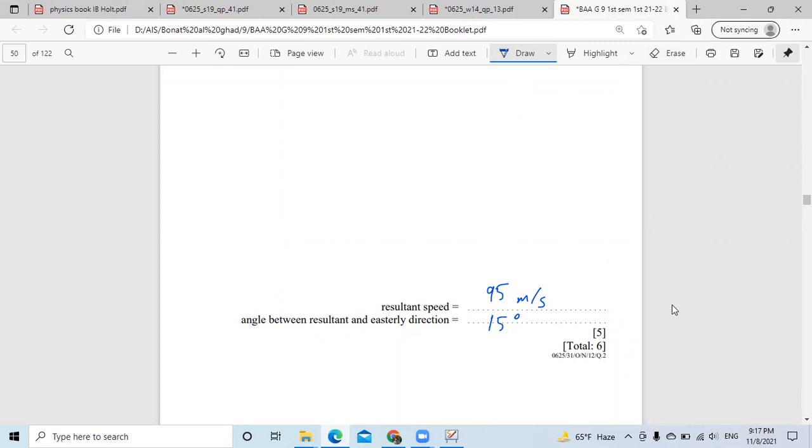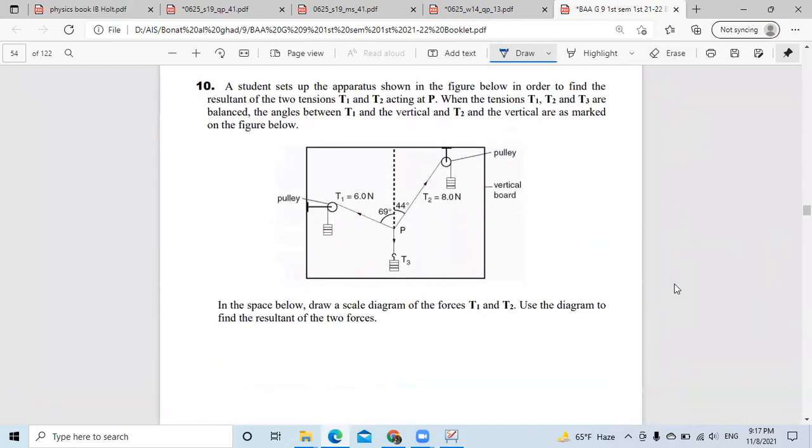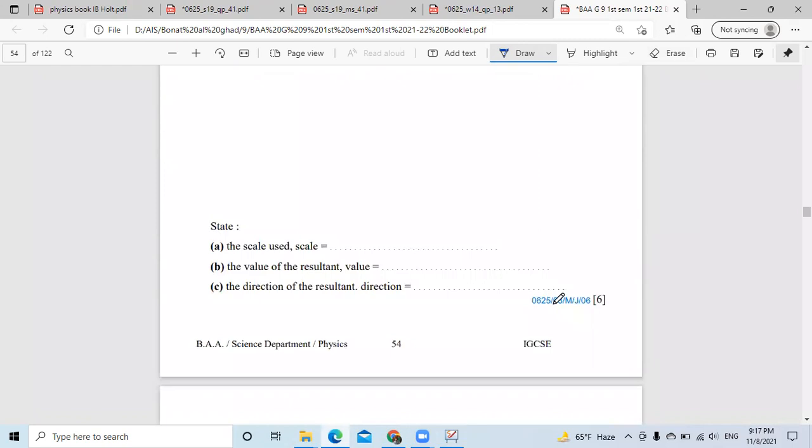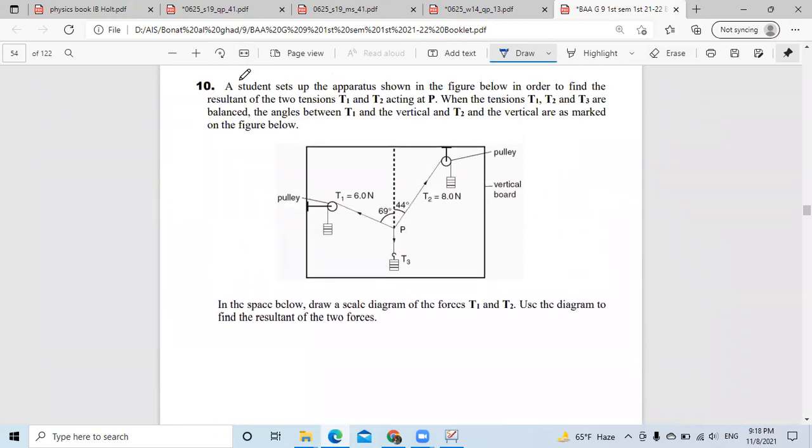We have several questions to answer here. Let's go on to the question that one of the students asked about. It's in this question, May, June 2006. Okay. In this question, what they said is, a student set up the apparatus shown in the figure in order to find the resultant force of two tensions T1 and T2 at a point P as shown. Okay, T1, T2, and T3 with a load here, they are in equilibrium with an angle shown here.